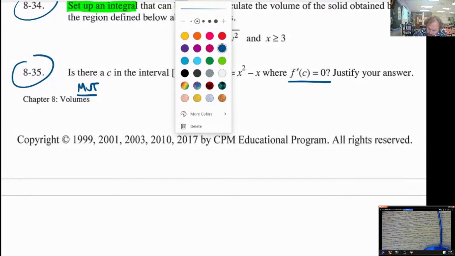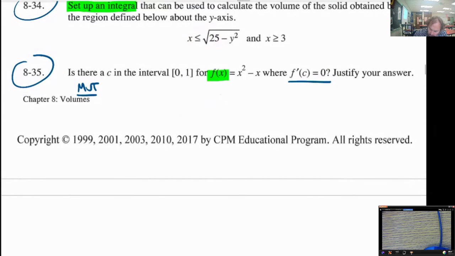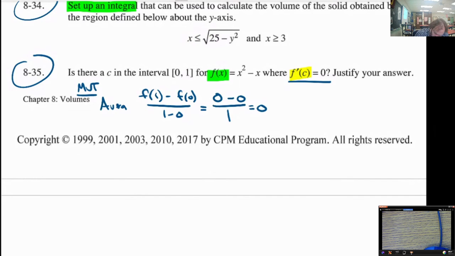Since we have the original function, and we're talking about the slope with f prime, let's think about what f of 1 minus f of 0, over 1 minus 0, would be. f of 1 in this problem would be 1 minus 1, which is 0, and f of 0 would also be 0, so 0 over 1 is equal to 0. So the average on this range from 0 to 1 is 0. Which means that at some point, according to the MVT, I'm going to say yes.